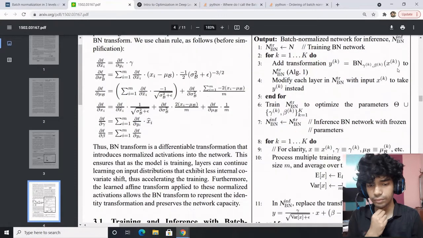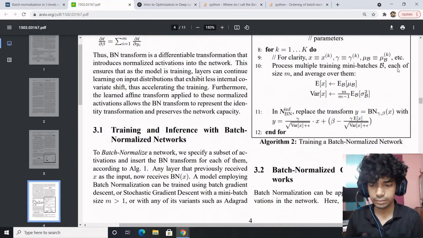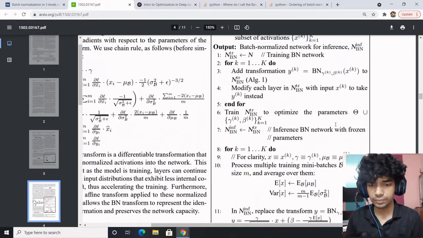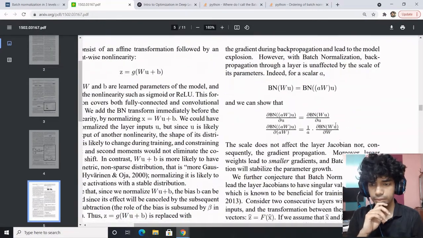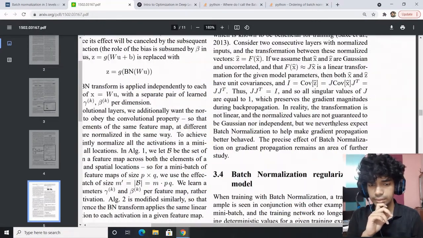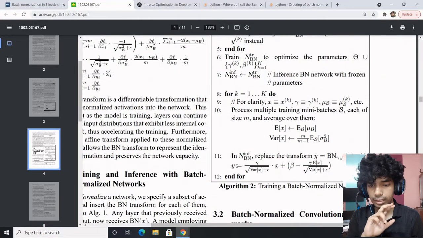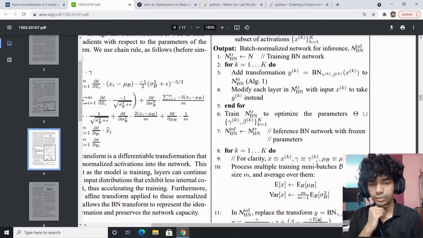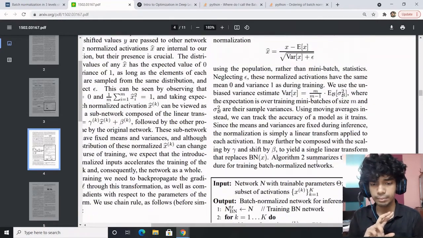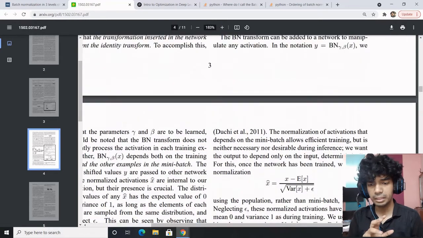Right. Now what we have next is the algorithm. There are two trainable parameters, gamma and beta, right? These are the two trainable parameters, gamma and beta, composing the scaling by gamma and shifting by beta to yield a single linear transform that replaces the batch normalization input x. So that is the major idea.